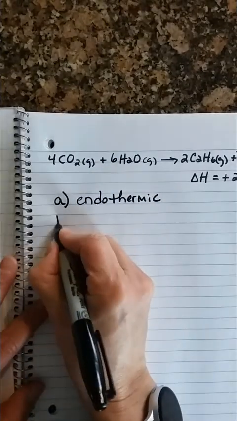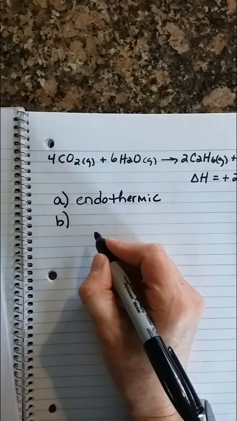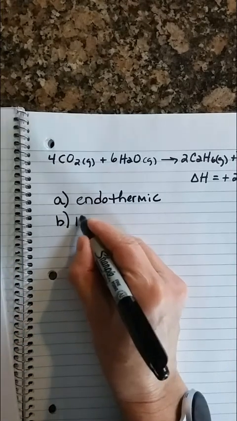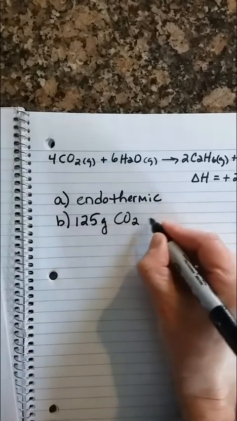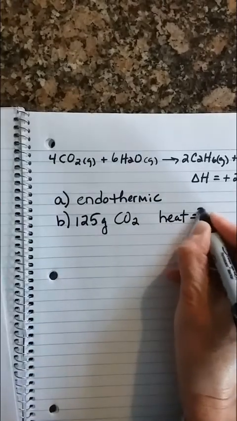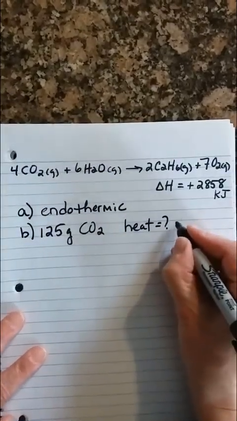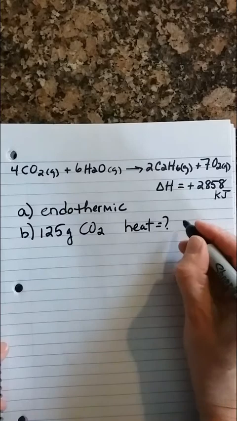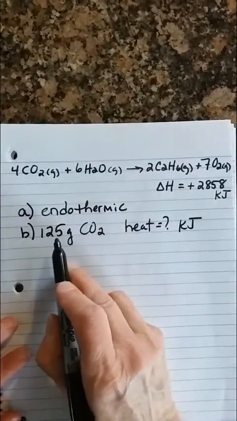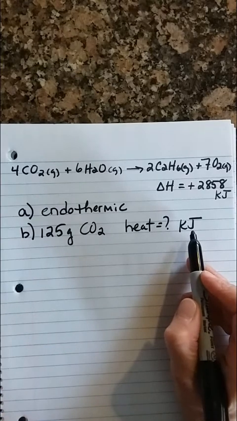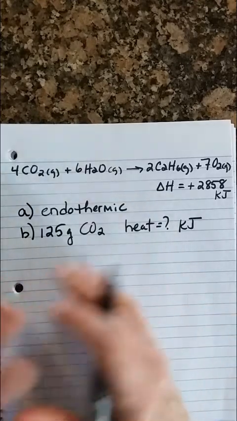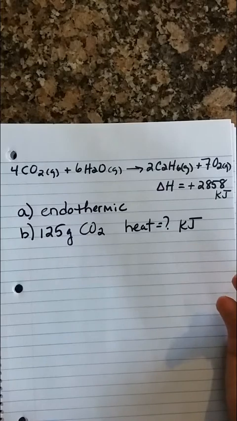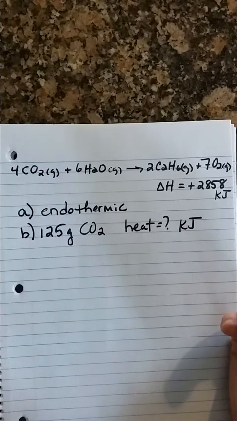Okay, that's A. Now, for B, B wants to know how much heat is released when 125 grams of CO2 is used. What we're looking for is heat, and the only heat unit we know is the kilojoule. So we have to convert from grams to kilojoules. I broke it down for you into 2-step conversions. You can put them together as one if you want, but I tried to make it as easy as I could. It's hard to teach this on a piece of paper when you're not there to ask questions. I understand it's very frustrating, and this is hard stuff.